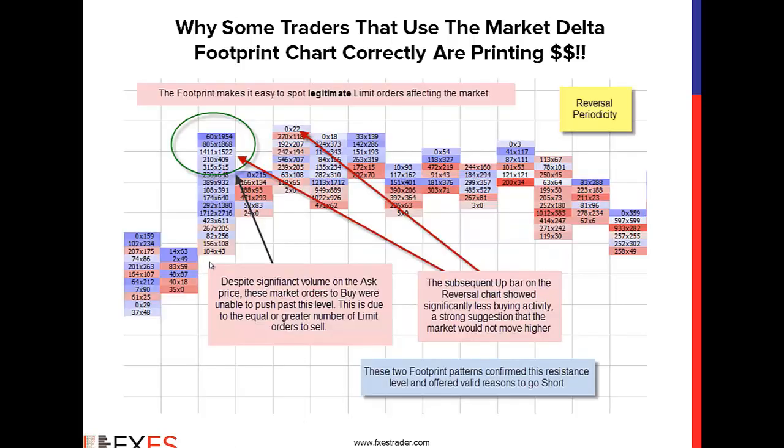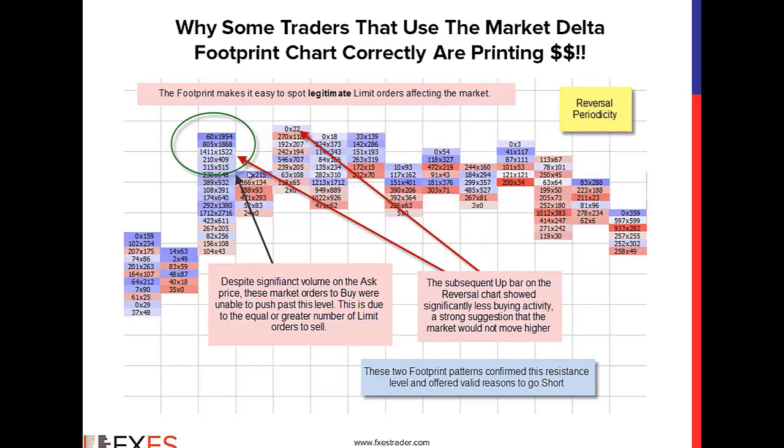Let's take a look at the next one. The other pattern that I like to look at when it comes to legitimate reversals is what's called an up move. So as you can see here, despite significant volume on the ask price, market orders to buy were unable to push past this level. And this is really just due to an equal or greater number of limit orders to sell. But look what happens after all this volume executes in the green circle here.